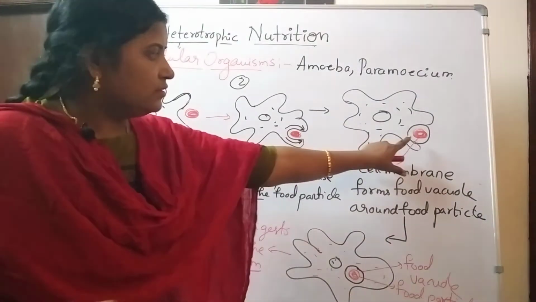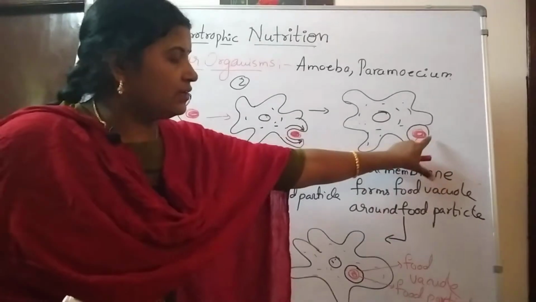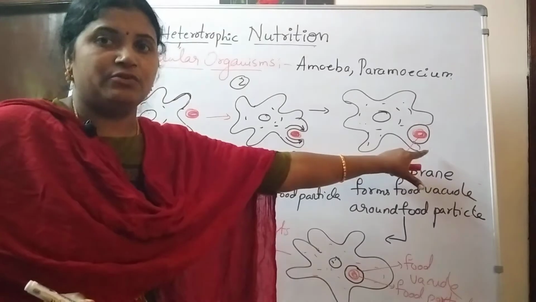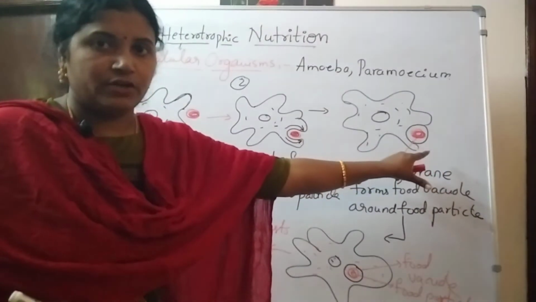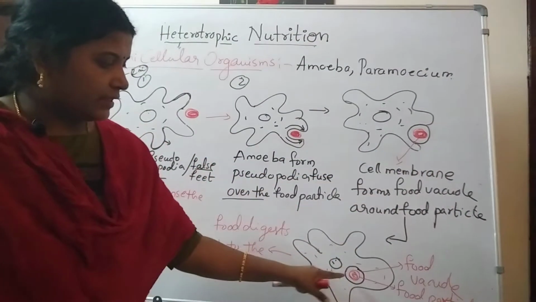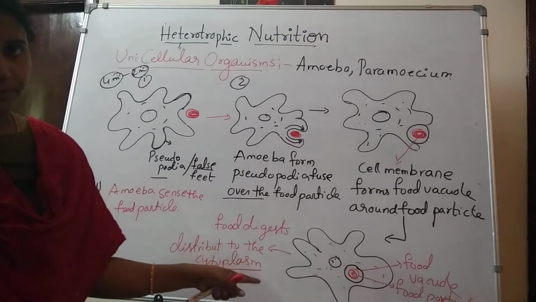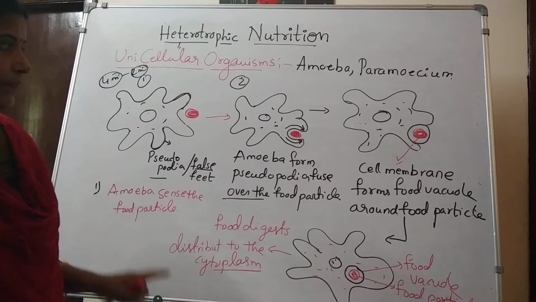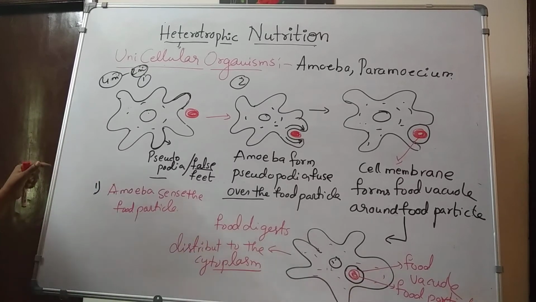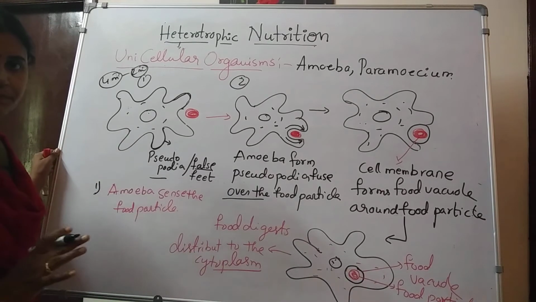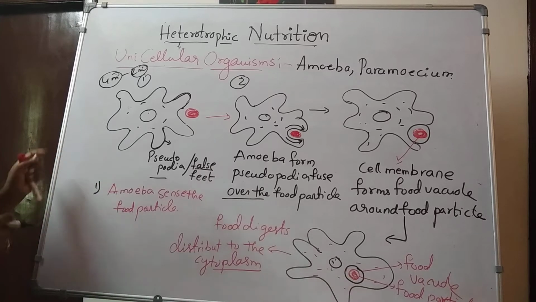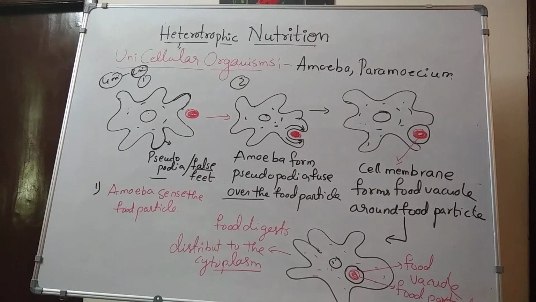Finally, the cell membrane forms a food vacuole around the food. Then that food particle in the food vacuole is going to be digested and distributed to the other parts of the cell. So all of you draw the simple diagram and remember the steps, okay. Just take the screenshot. Done.